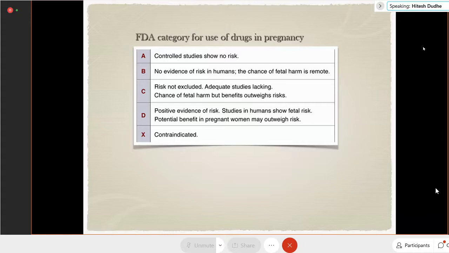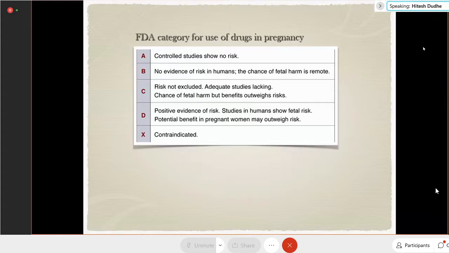In category A, drugs are controlled and studies show no risk. Category B shows no evidence of risk in humans; the chance of fetal harm is remote. In category C, the risk is not excluded, but adequate studies are lacking, so there is a chance of fetal harm, but benefits outweigh the risk. While in category D, there is obvious evidence of risk in the fetus.